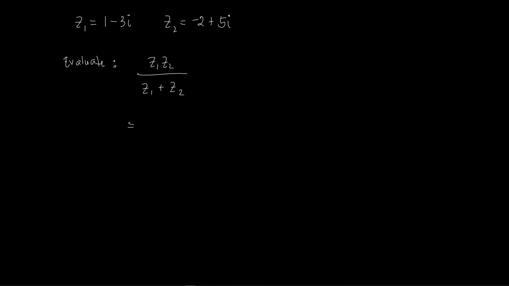So, we have, substitute sa na to ang Z1, we have 1 minus 3i. Then, Z2 na to is negative 2 plus 5i. Then, i-add na to, we have 1 plus 3i plus negative 2 plus 5i. Okay, so evaluate na to siya numerator, tapos evaluate pa na to ang denominator.